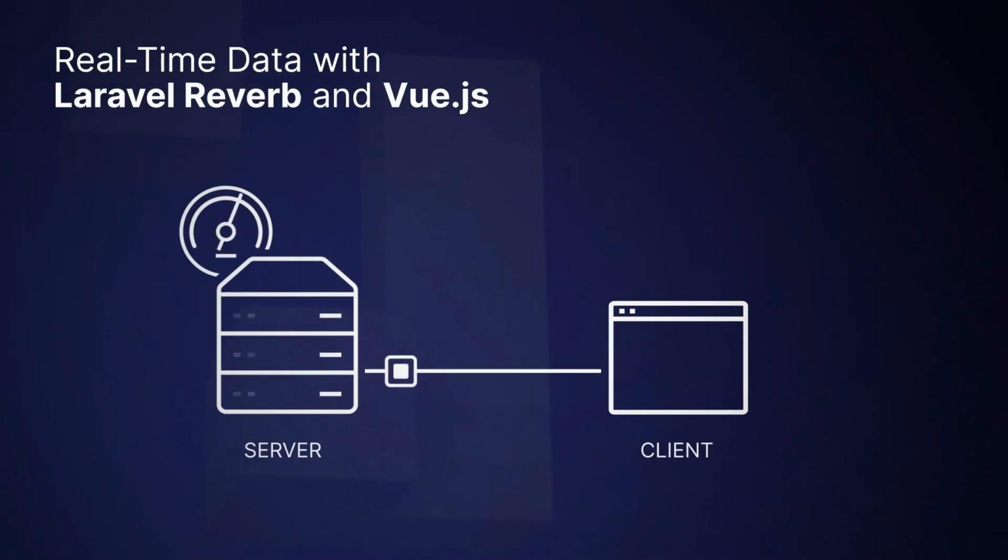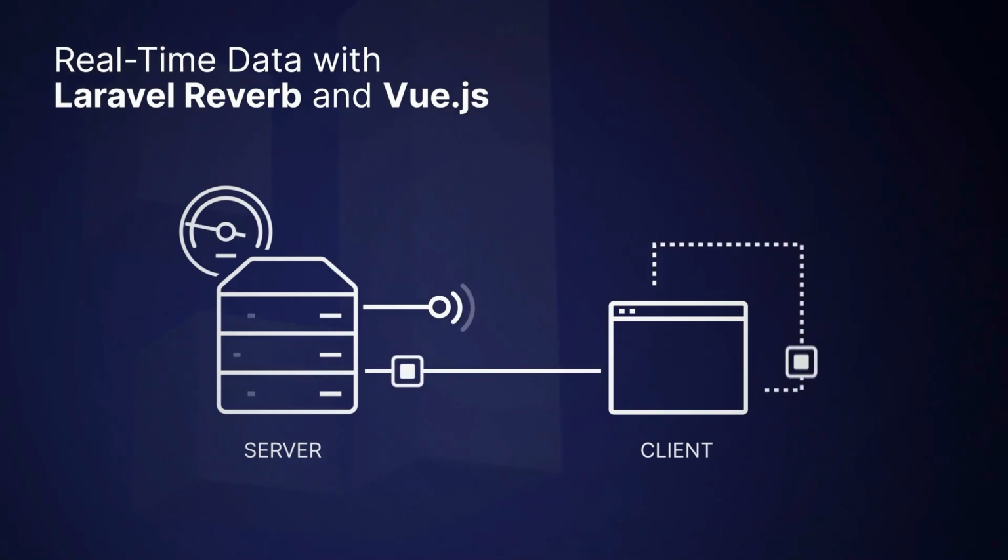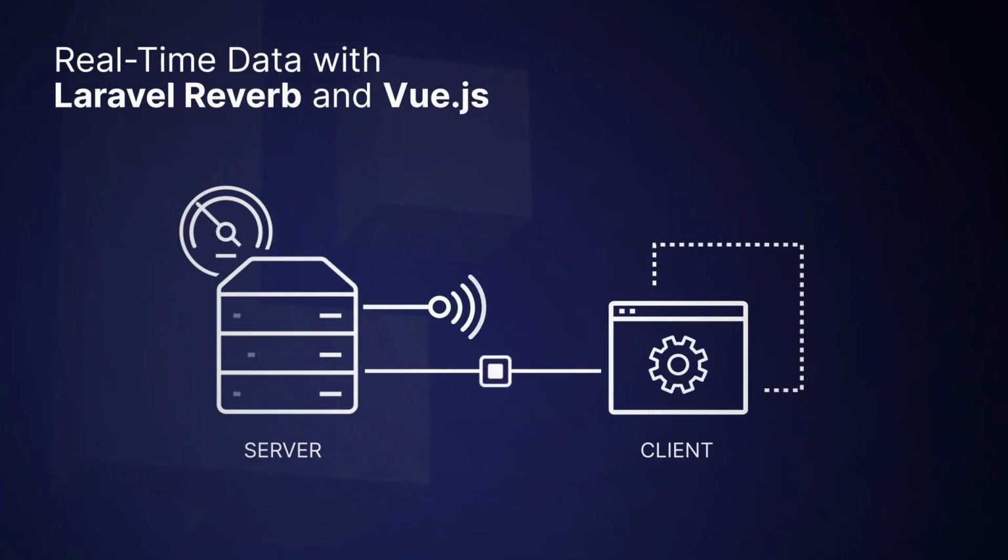Instead, with Reverb, you can fire an event on the back end, which sends the data directly to the browser without the front-end app ever having to make a new request. All that's needed on the front end is to subscribe to such server events and then react accordingly.